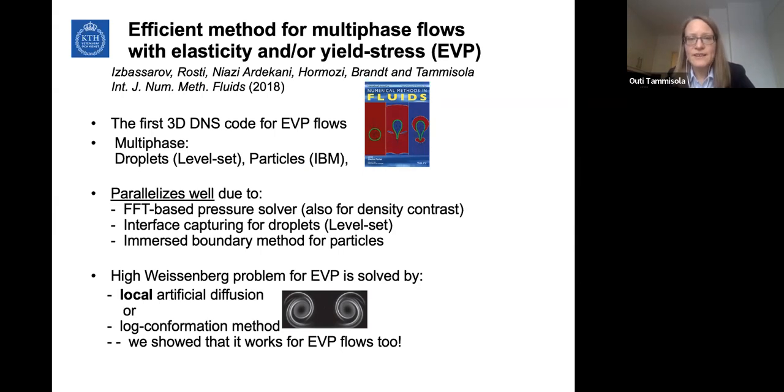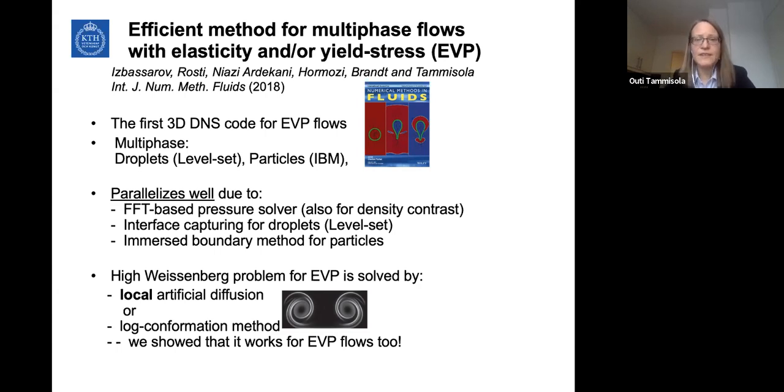One important point here is that we need to solve for this elastoviscoplastic stress tensor, which in 3D has 6 independent components. So we have 6 extra field variables, and we need to be quite efficient in general, otherwise it will take forever to solve these equations. So it's important to have a very well-scaling basic Navier-Stokes solver, which we have because we have this FFT-based pressure solver, which also works for density-contrasted flows. Another option would be, for instance, multigrid, but one needs an efficient Navier-Stokes code to be able to do these calculations, even on HPC clusters.